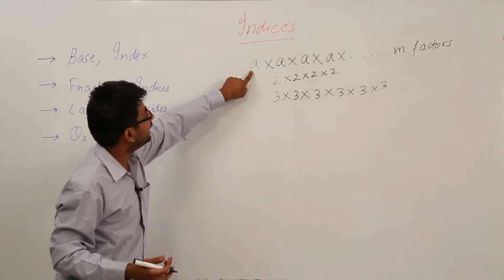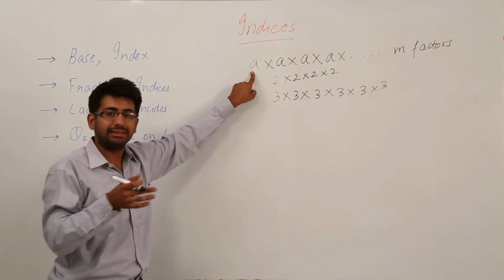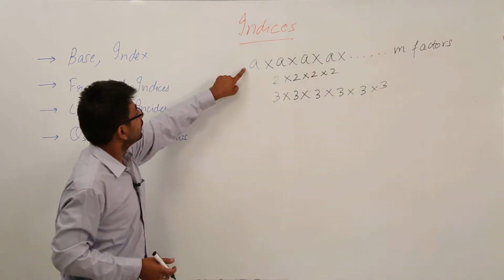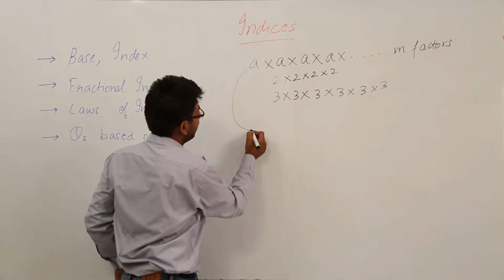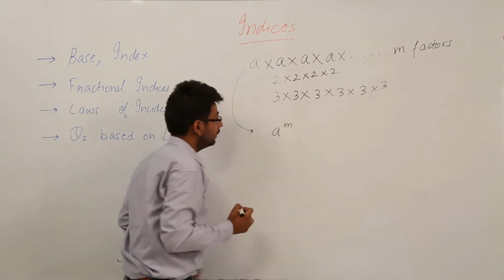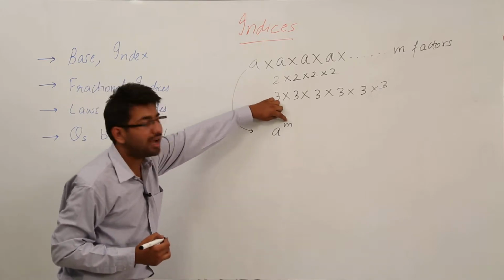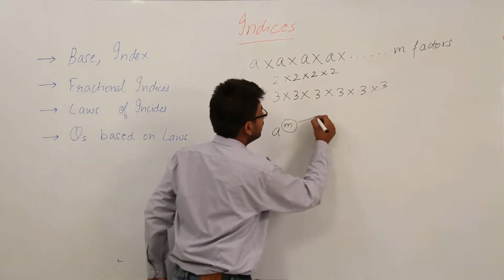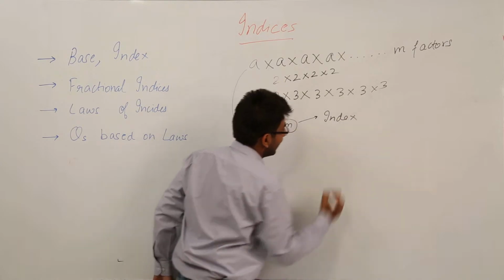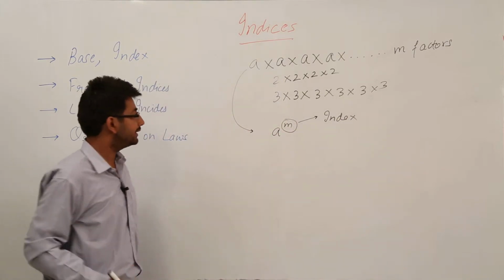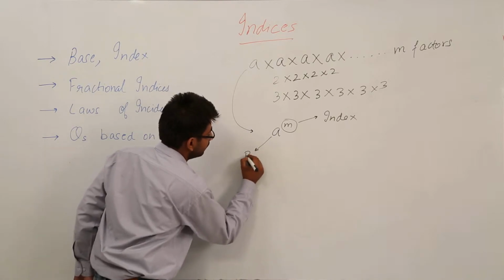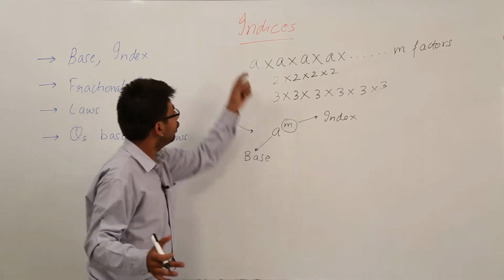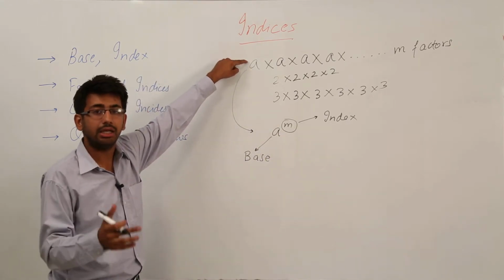Similarly, here we have multiplied a, the variable a, which has some value, m times. Right? Now, we also write this particular statement as a raised to power m. Here m is the power, or m is also known as the index, and a is known as the base. This is just a simple representation of this particular mathematical expression.